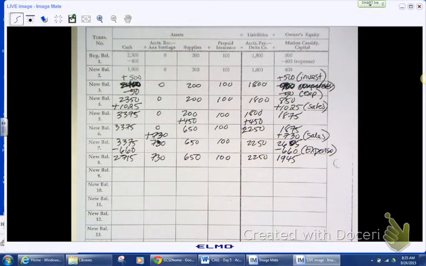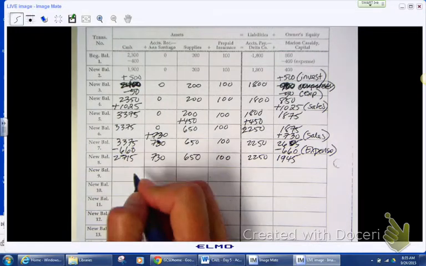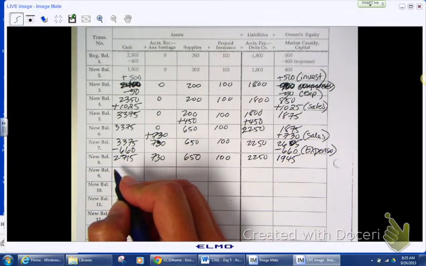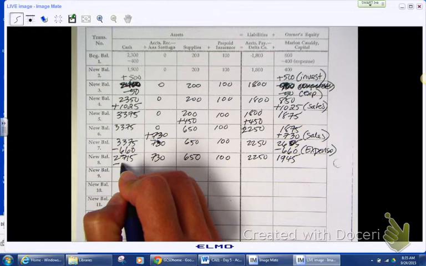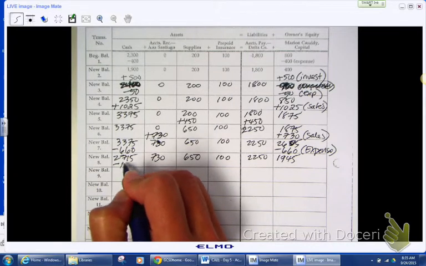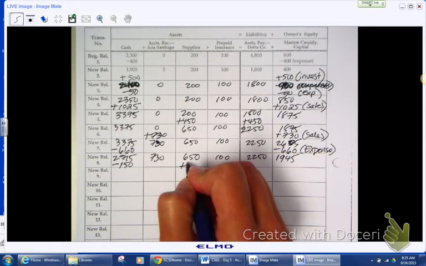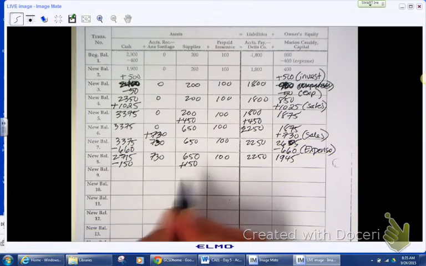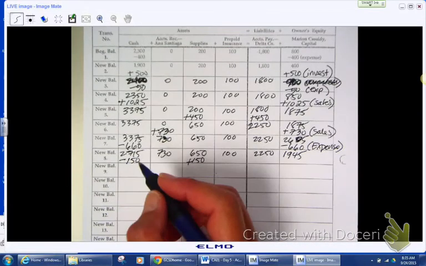Number 8. We've got Emily. Number 8. Paid cash for supplies, 150. What are my 2 accounts that are affected? Cash. How much is it? Minus 150 for cash and plus 150 for supplies. Good. There's a minus and a plus because we're on the same side of the accounting equation. Okay, what's my new balance?